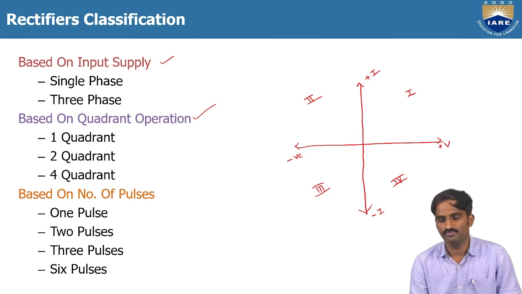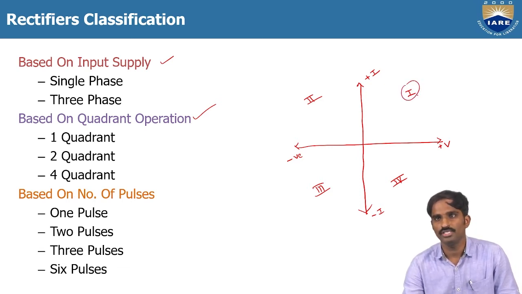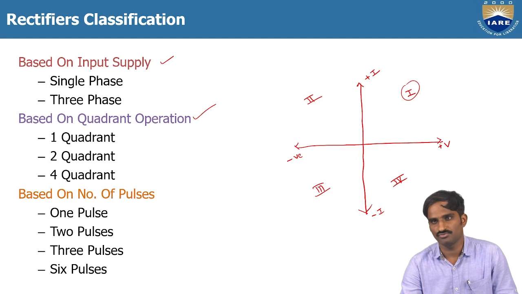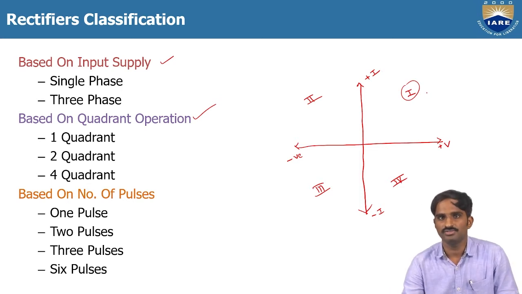The one quadrant rectifier is nothing but a rectifier that will operate only in the first quadrant, which means the rectifier output voltage and current are always positive. Then that rectifier is called a one quadrant rectifier. Similarly, coming to the two quadrant rectifier.